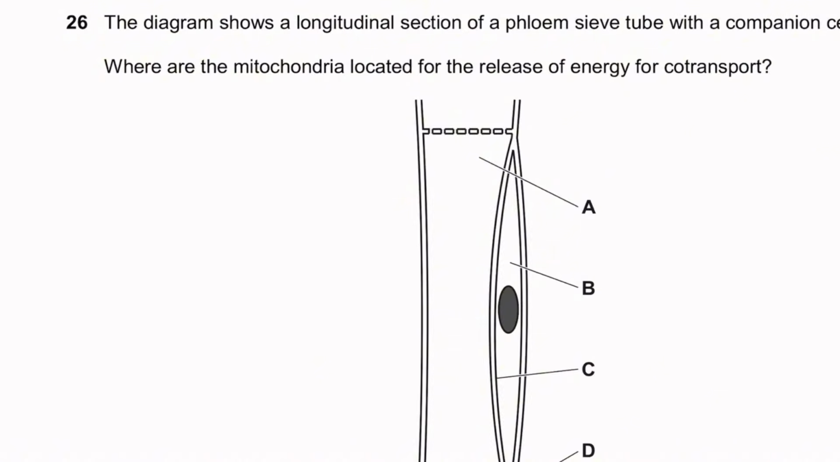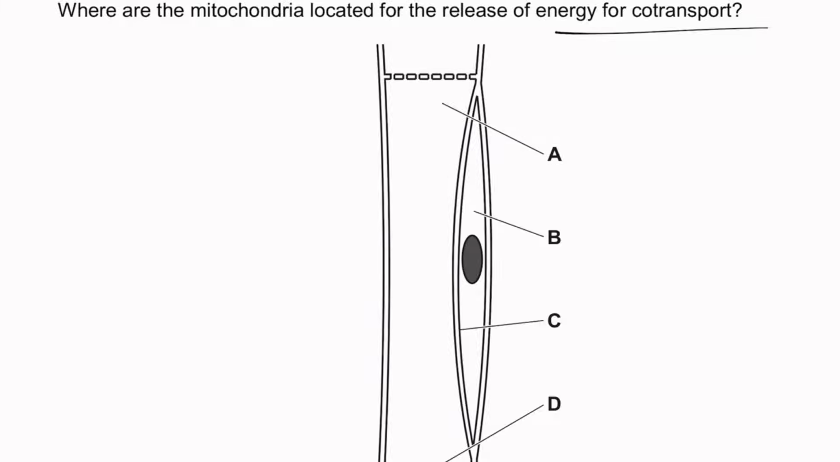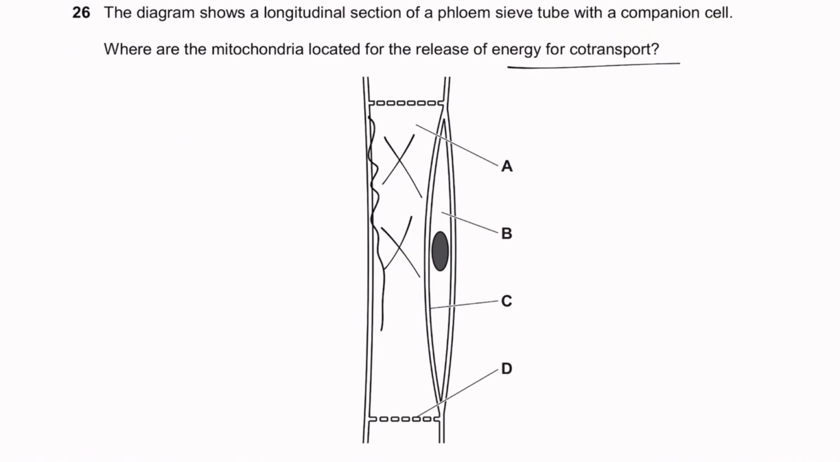The diagram shows a longitudinal section of the phloem sieve tube with a companion cell. Where are the mitochondria located for the release of energy for co-transport? Mitochondria are definitely not going to be in the sieve tube element, because remember, the sieve tube element is hollow inside, and yes, there's a little bit of cytoplasm on the ends. It's not going to be there in the middle of the sieve tube element. So A is wrong. B, yes, definitely it's going to be in the companion cell providing energy for translocation.